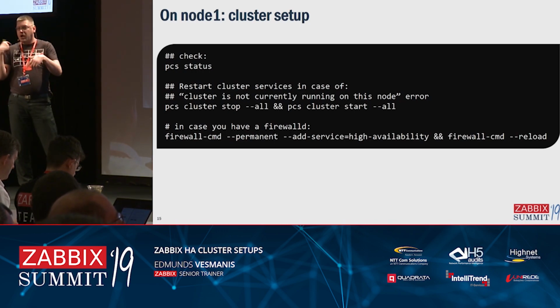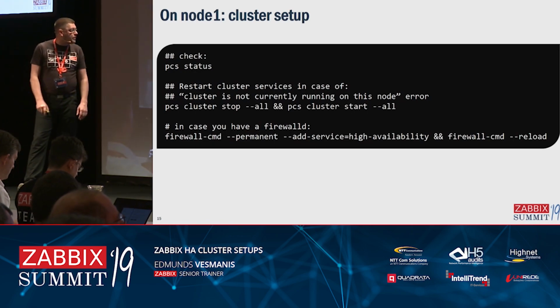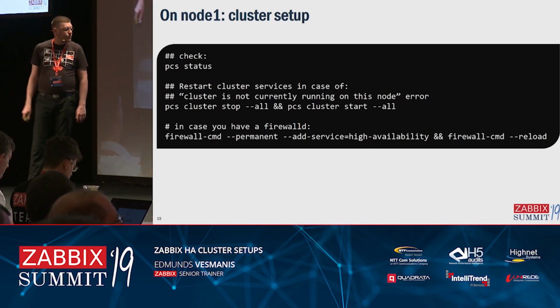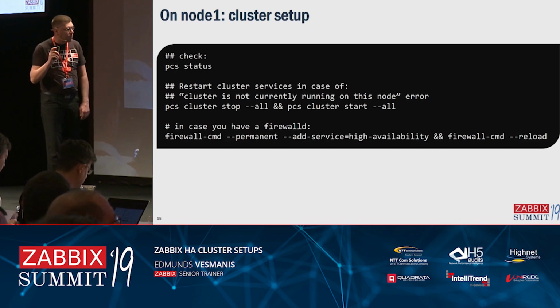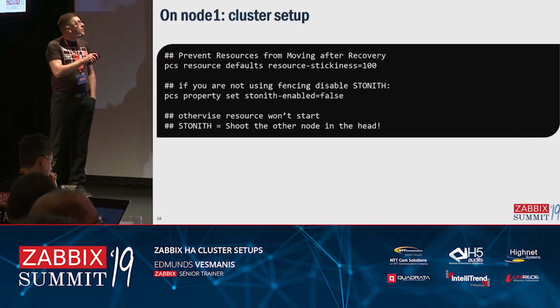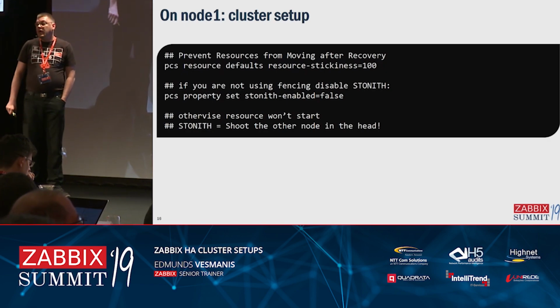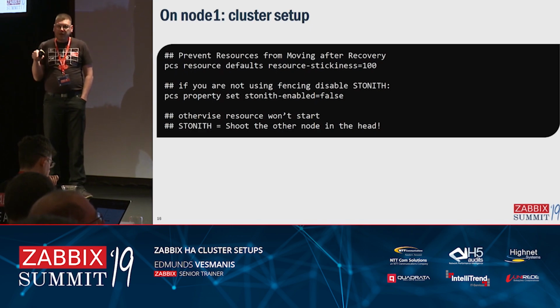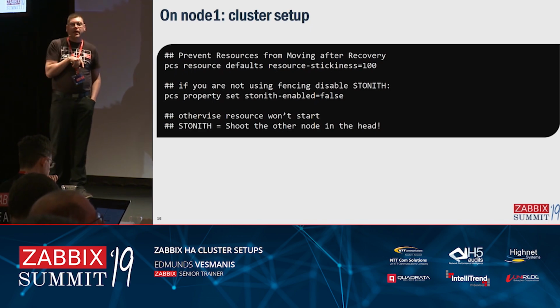So they resynchronize, authentication tokens are updated, and so on. In case you are using a firewall, you will need to add, of course, an exclusion for our HA cluster. And this command will tell the cluster that if the resource was moved to another node, it will remain on that node. It won't jump back.